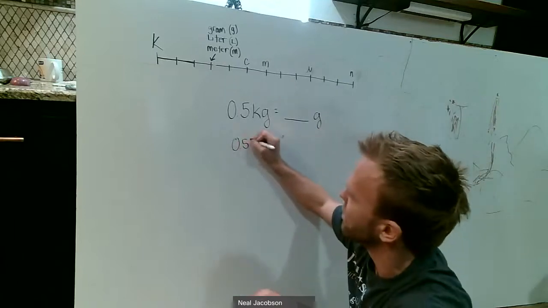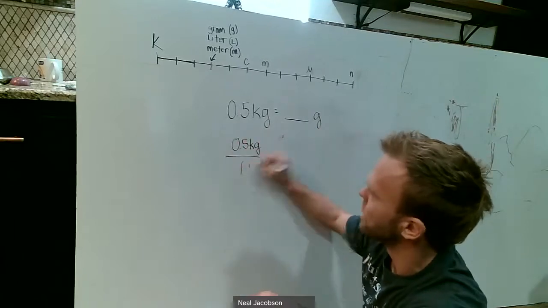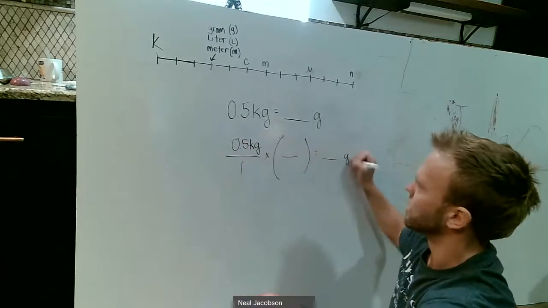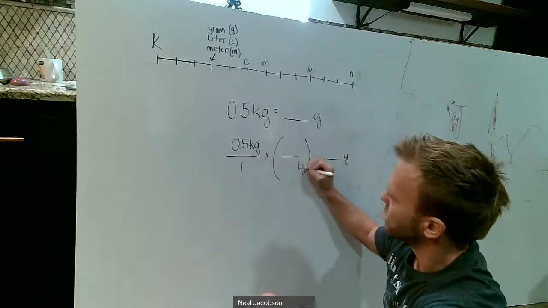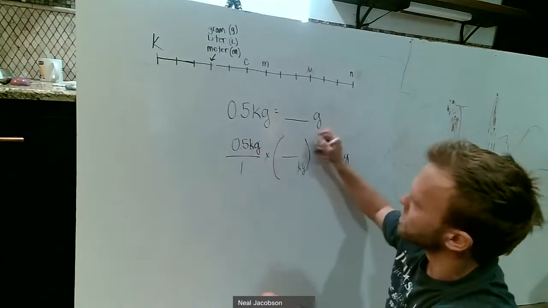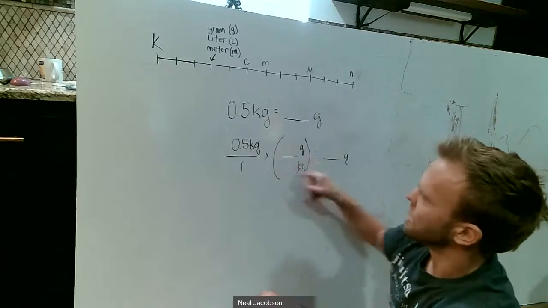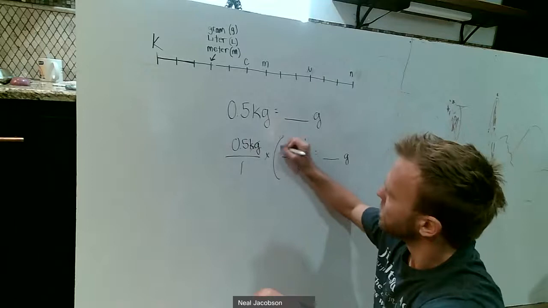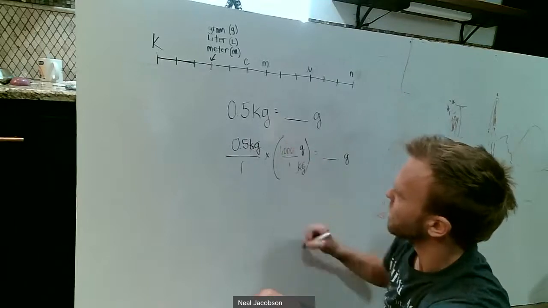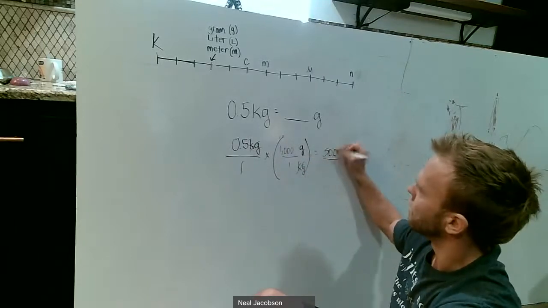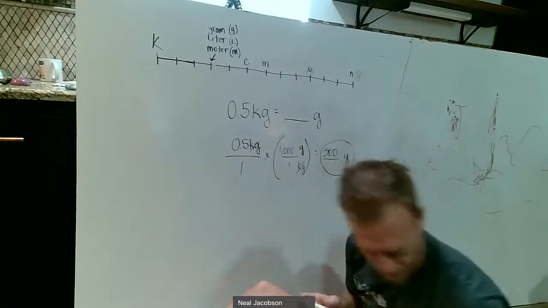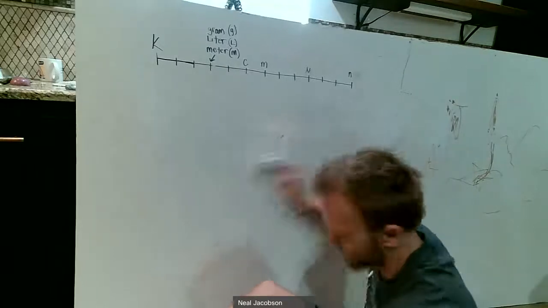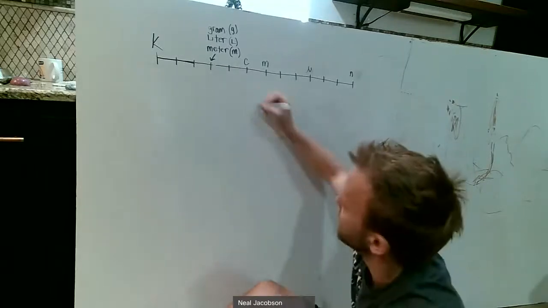So 0.5 kilograms over 1 times our conversion is then going to equal grams. I want to get rid of kilograms, so I'm going to put that on the bottom. I want to convert to grams, so I put that on the top. Then I just specify, okay, how many grams are in a kilogram, or which number is bigger. There should be 1,000 grams in 1 kilogram, which equals 500 grams. So that was right. Okay, next problem. That one is pretty easy. Let's do the next one.